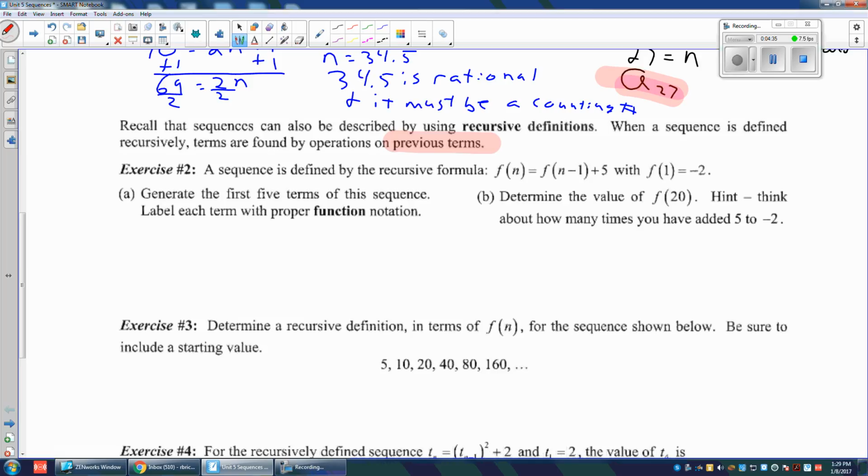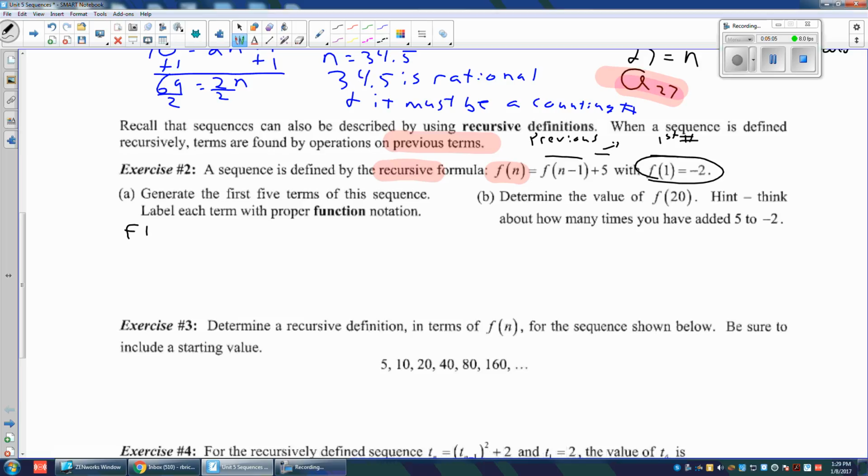A sequence is defined by the recursive formula f of n, my answer, equals previous answer plus 5. So that's what we're doing to it. With the first number, you always have to say what the first number is. The first number is -2. Generate the first 5 terms of this sequence.